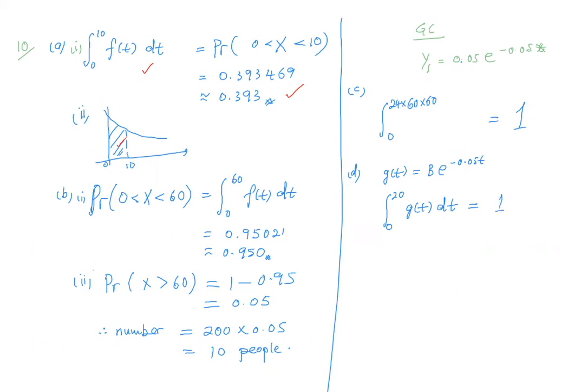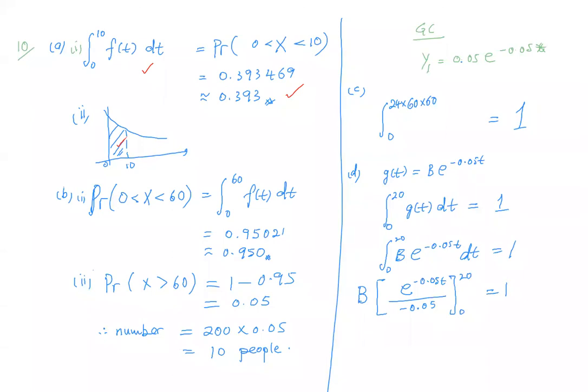So now you integrate. When you have b multiplied by an exponential term, from zero to 20, actually I can take the b out, right? Then I integrate this. Integrate e, you write down e, then you write down the coefficient of t, am I right? 0 to 20 equal to 1. So now you work it out.